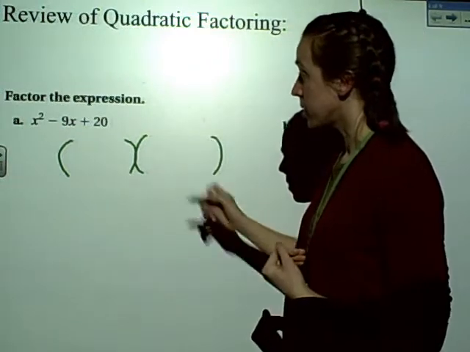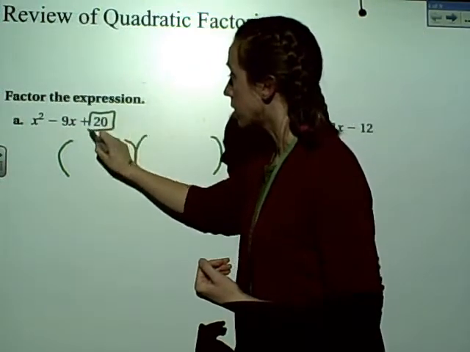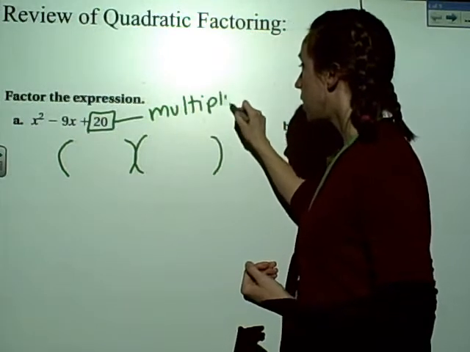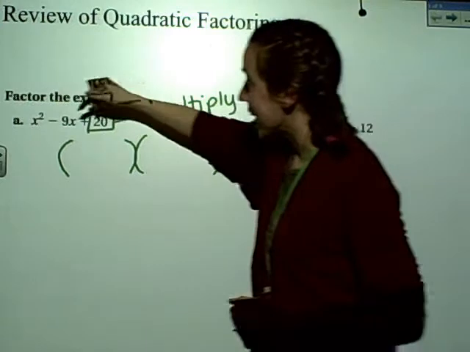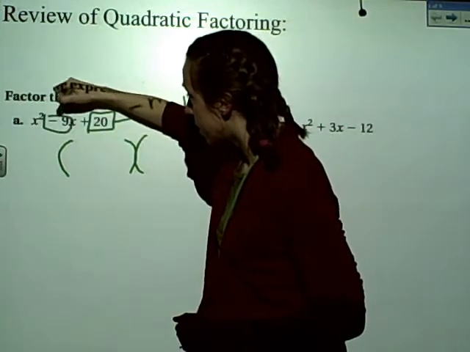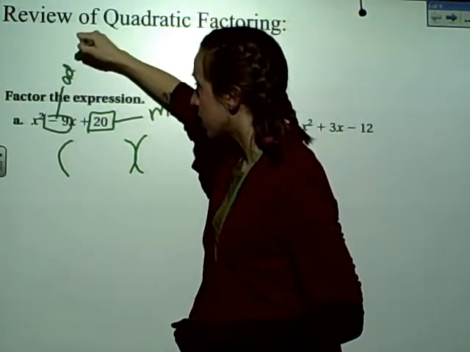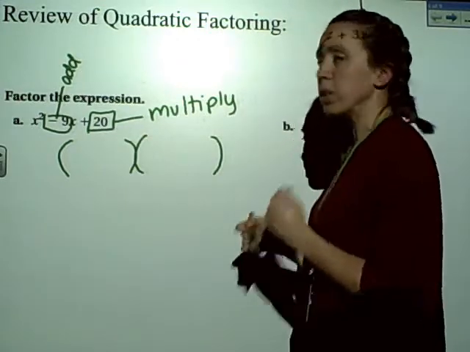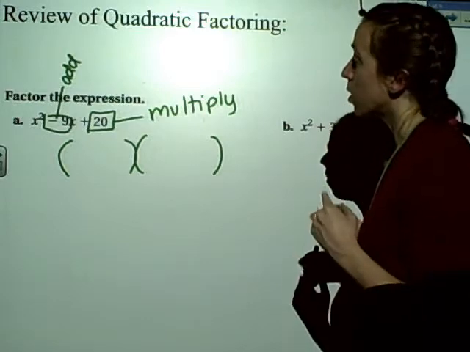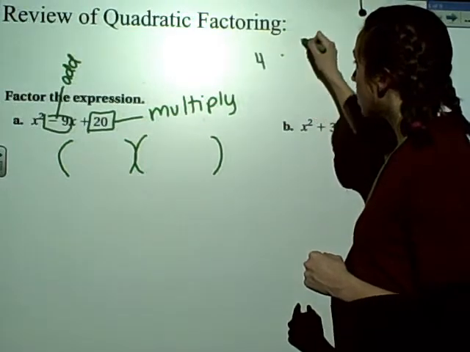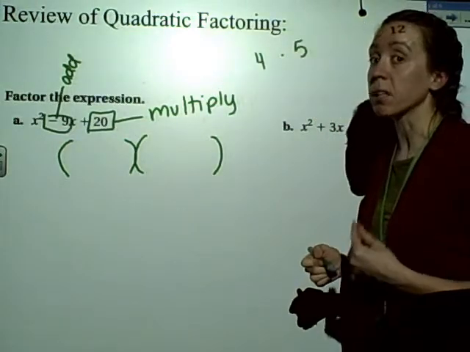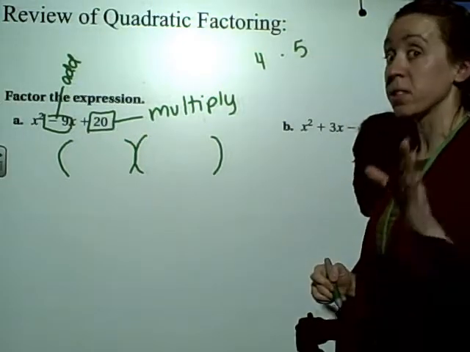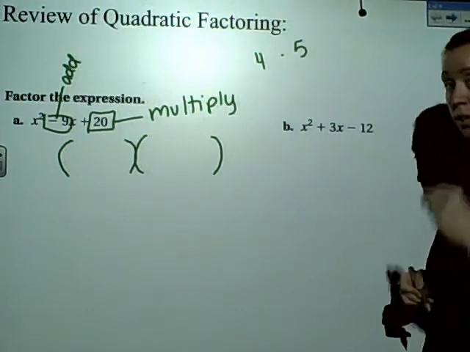And I'm going to ask myself, what two numbers will multiply to give me 20 and add to give me -9. Okay, so I'm going to go through my factors. I'm really drawn to 4 and 5 right now because I know 4 times 5 is 20. However, 4 plus 5 is +9, and I don't want +9.